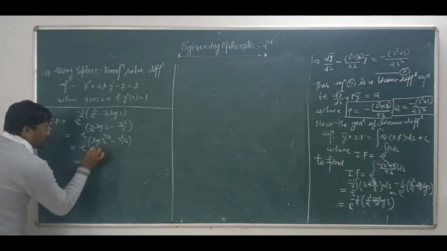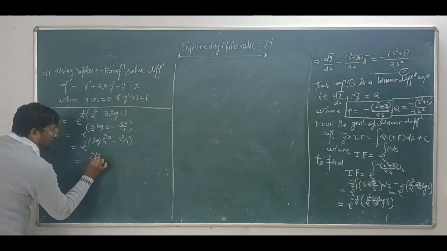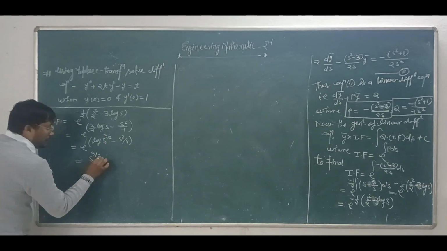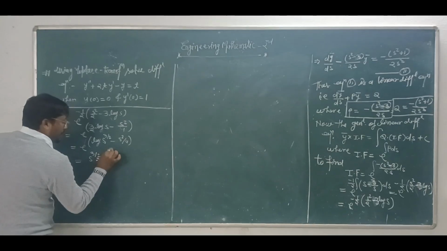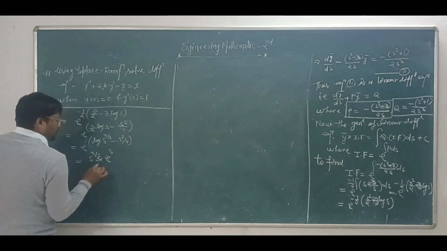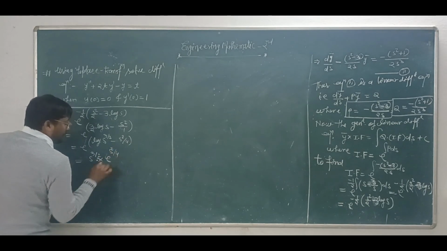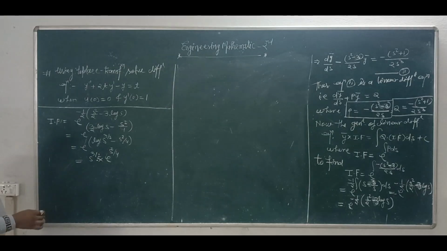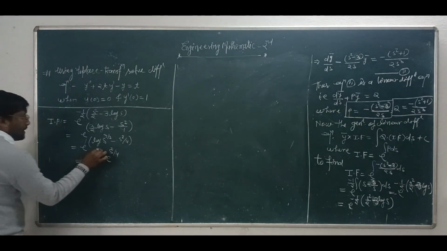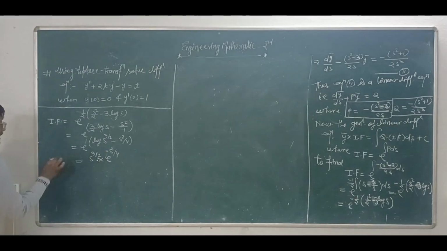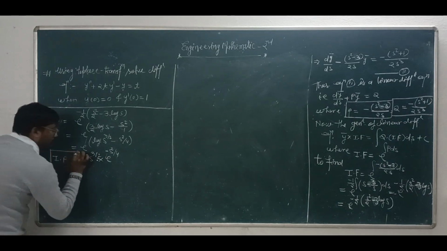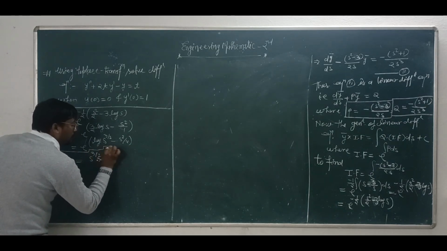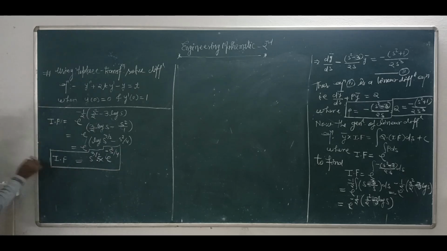Now you can write this means s to the power 3 by 2 into e to the power minus s square by 4. This is IF. You can note down, this is your IF.